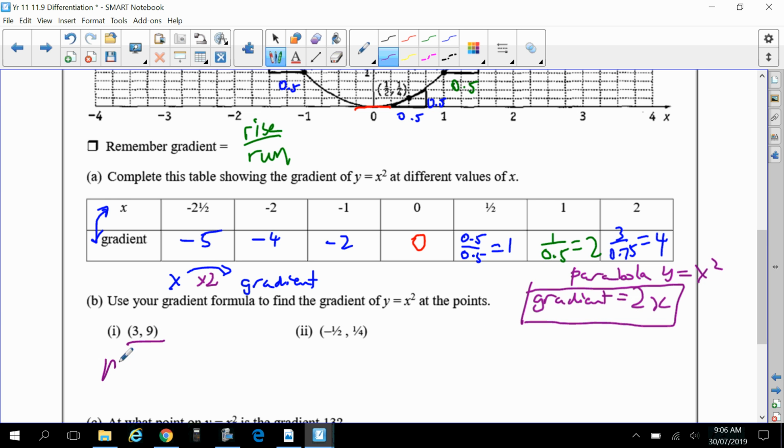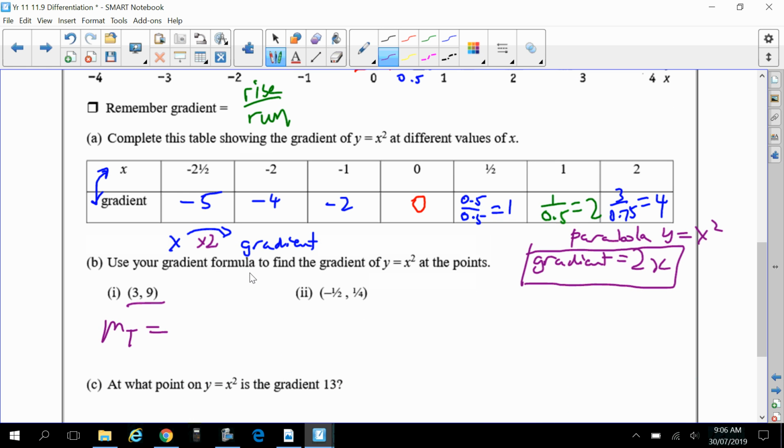So I'm going to ask a student, gradient of the tangent. Remember, it's the gradient of the tangent. So Ian, what's the gradient at this point? 6. 2 times 3 is 6. Well done. Pretty convenient. And this one we can just double. Okay, going to ask Aaron.